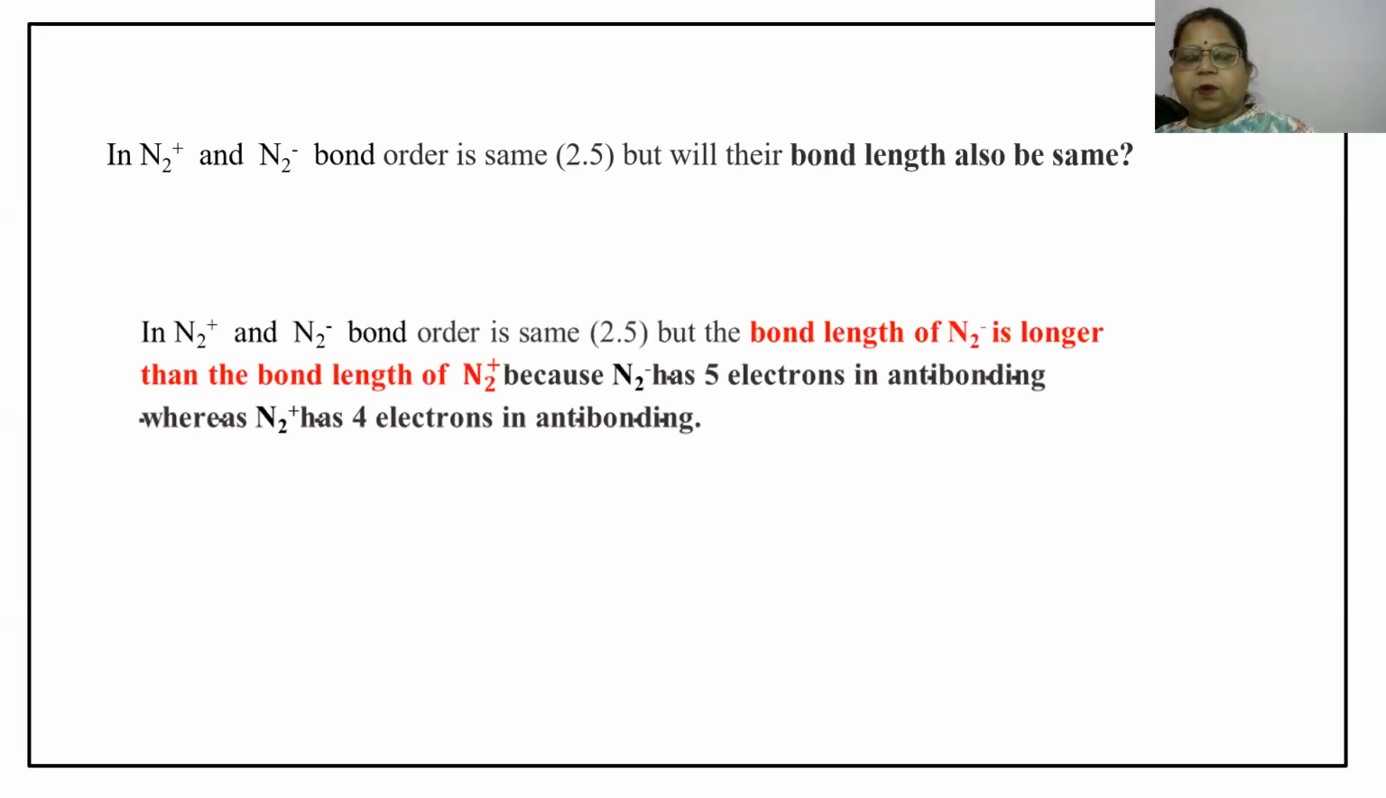Okay, let us answer this question. Again, it's an important question for your exams, whenever they are, maybe this month or in December, wherever they may be. Both of them have the same bond order, but bond length of N2 minus 1 is longer than that of N2 plus 1. We have just discussed that N2 minus 1 will have 5 electrons in antibonding, whereas N2 plus will have 4 electrons in the antibonding orbital. As a result, what will happen? Repulsions in N2 minus 1 will be more, and hence the size will be more, right?